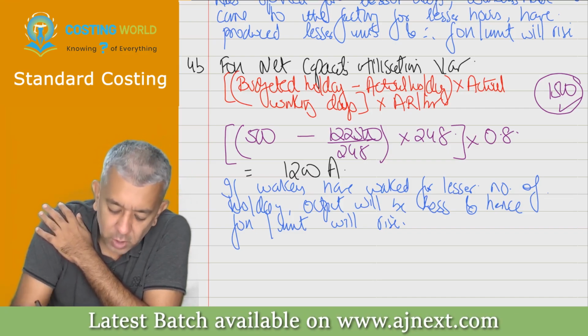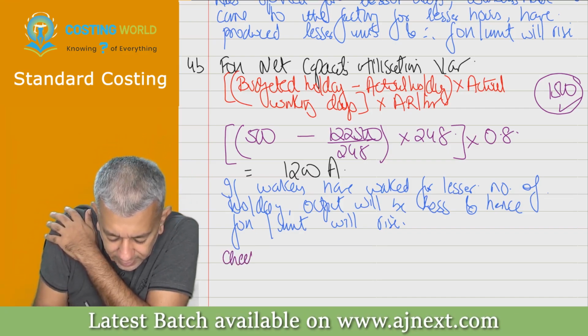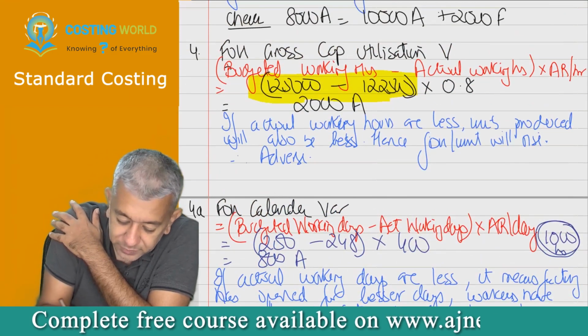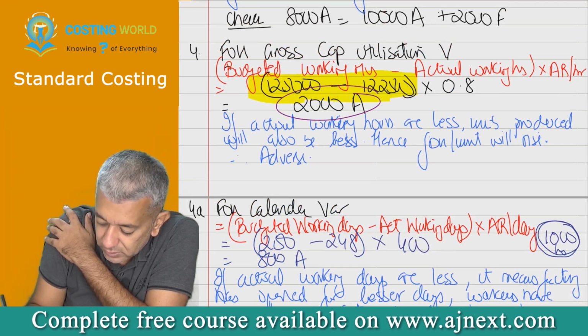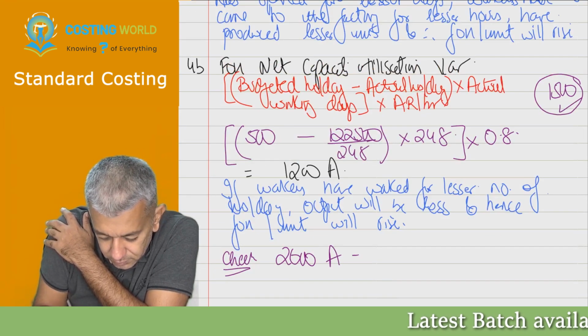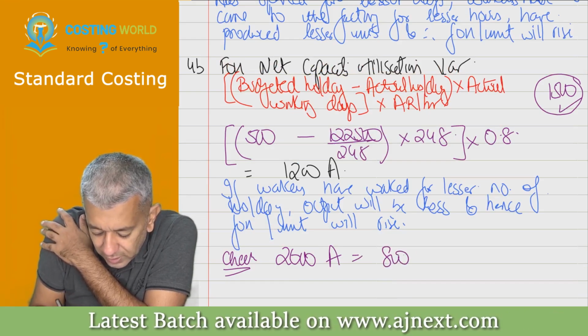Now, one small check in case you want to be writing right now. Fourth variance was 2,000 adverse. That will tally with 4A plus 4B.